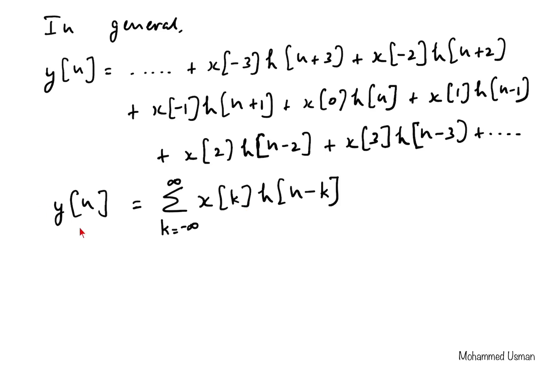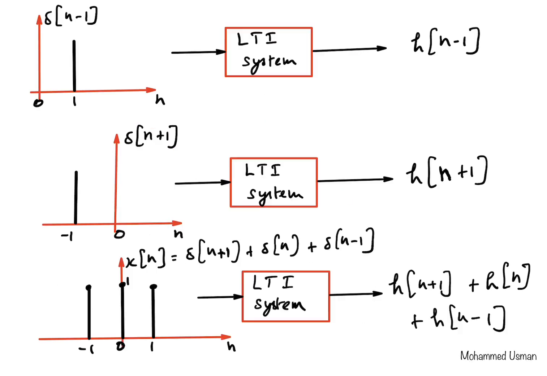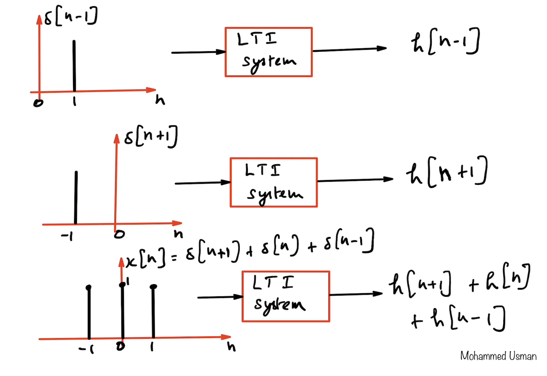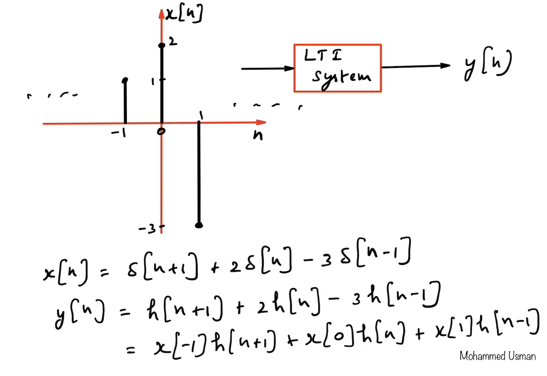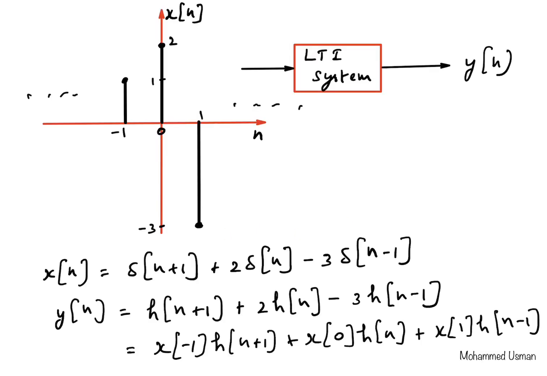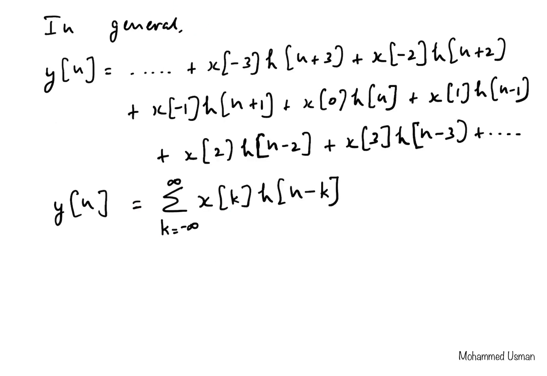So that way we have this general expression for the output of a system in terms of the shifted impulse responses. Why? h of n is the impulse response of the system, as we have seen here. h of n is called the impulse response of the system, and h of n minus 1, h of n plus 1, h of n minus 2, h of n plus 2, and so on, they are shifted impulse responses. So basically we are now able to represent the output of an LTI system as a linear combination of shifted impulse responses, and we are able to do so because we are able to represent our input signal x of n as a linear combination of shifted impulses.